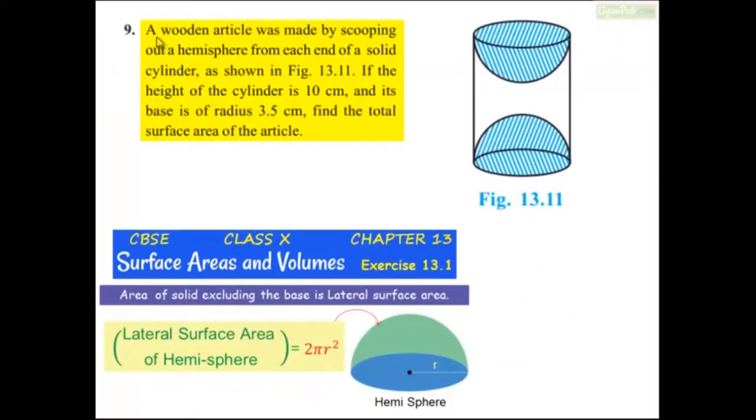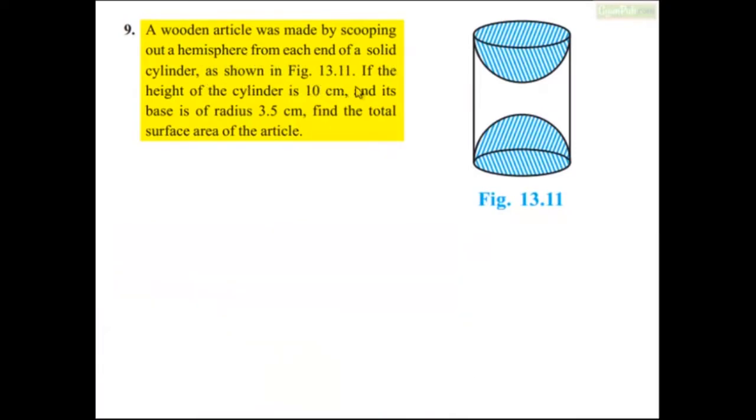Now coming to our ninth question. A wooden article was made by scooping out a hemisphere from each end of the solid cylinder as shown in the figure. If the height of the cylinder is 10 centimeters and its base of radius 3.5 centimeters, find the total surface area of the article. Now coming to the solution.